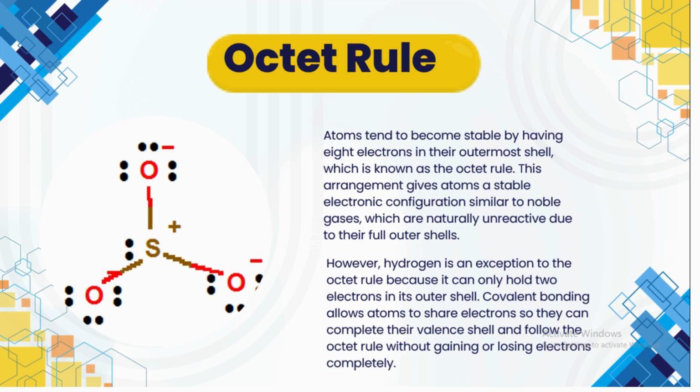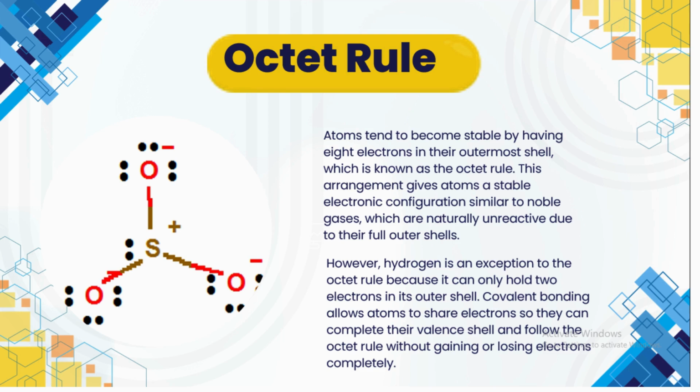Now we define what is the octet rule. Atoms tend to become stable by having 8 electrons in their outermost shell, which is known as the octet rule. This arrangement gives atoms a stable electronic configuration similar to the noble gases, which are naturally unreactive due to their full outer shells. However, hydrogen is an exception to the octet rule because it can only hold 2 electrons in its outer shell.